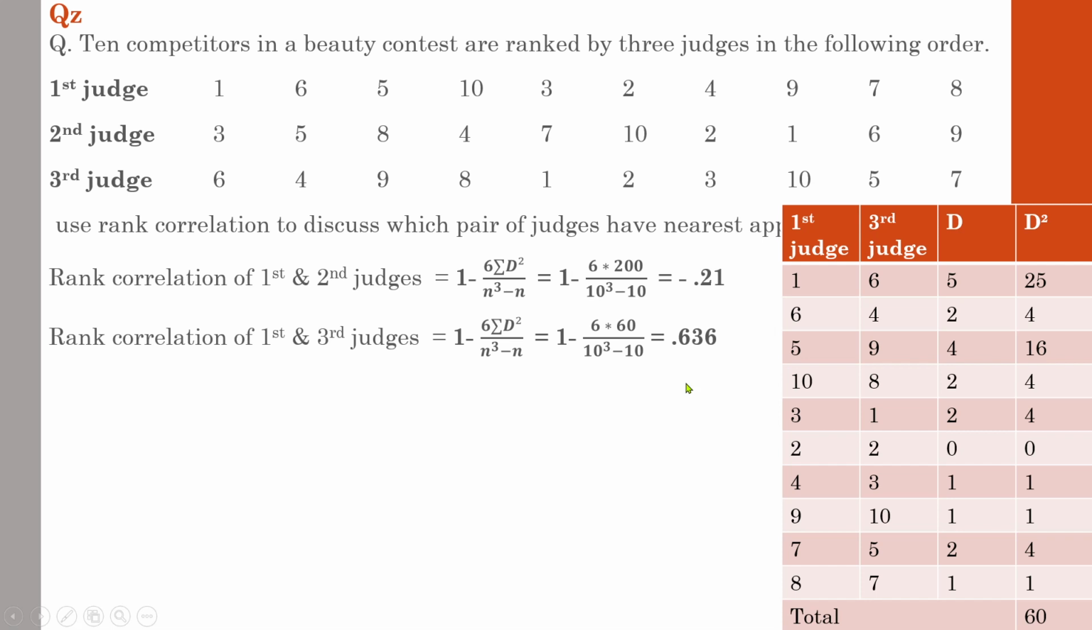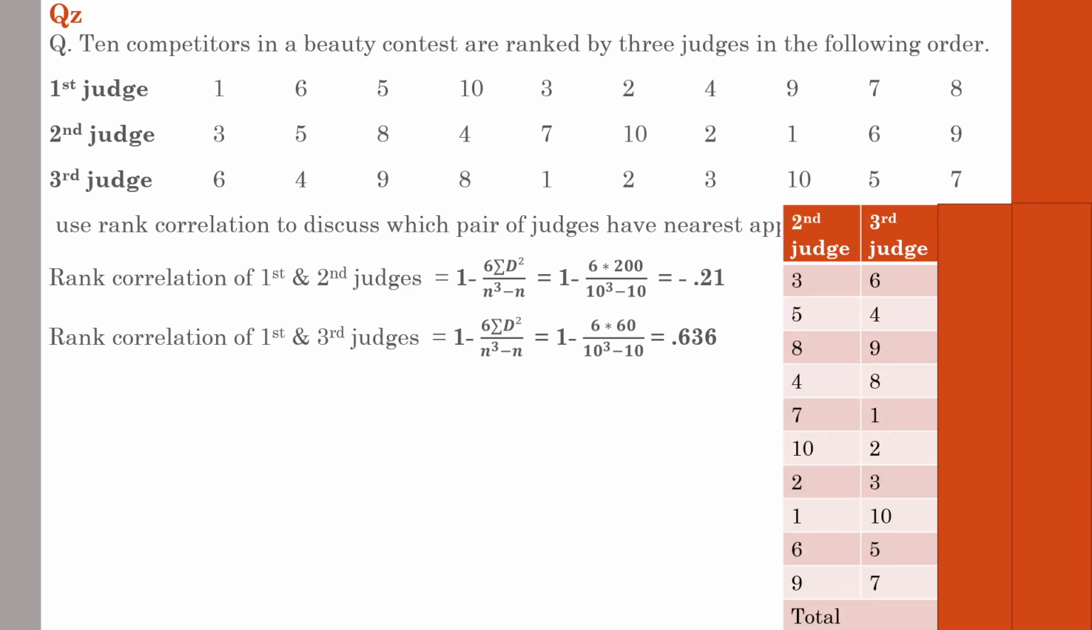So the remaining one is studying relationship. Here see, 1 and 2 is studied, 1 and 3 is studied. Next you need to study only 2 and 3. So we will be taking the second judge and the third judge. Second judge is written accordingly in the corresponding column. Third judge also written.